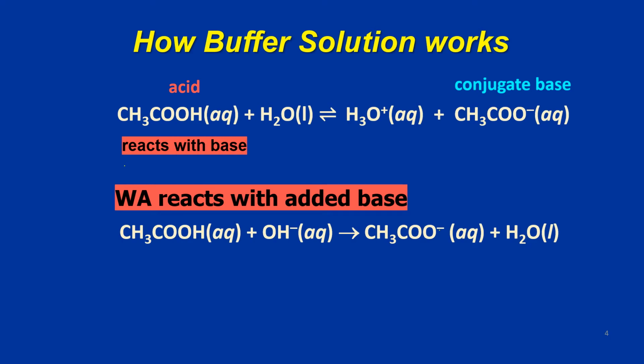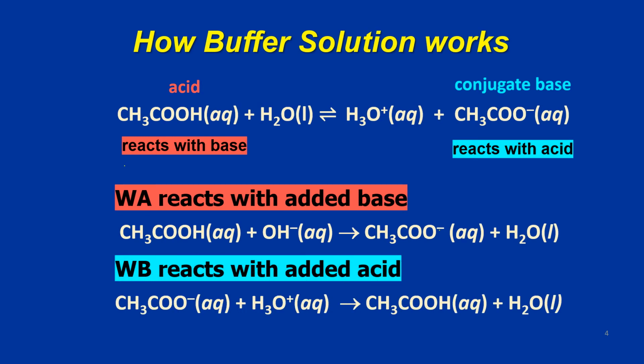Now, for the second possible reaction, we'll see that the basic component of the buffer, the acetate ion, will react with added strong acid. And the strong acid solution will provide hydronium ions. Remember that a strong acid will ionize completely to produce H+ ions, which in aqueous solution become hydronium ions, and the hydronium ions then react with our basic ion to produce our weak acid solution in water. Again, we have an acid-base neutralization reaction.